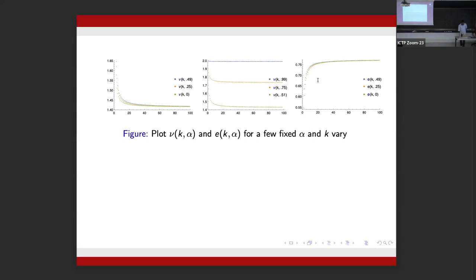You see that after a few points, it looks like a straight line. This straight line is actually 0.77. So this is the kind of bound we can get when k is a bit large: we can get at most 0.77 for the exponent of the short intervals.